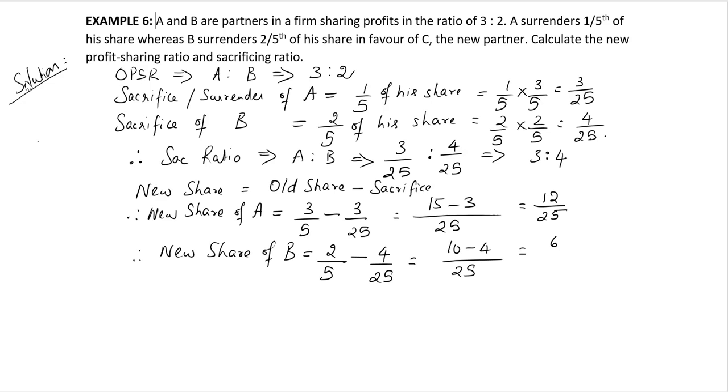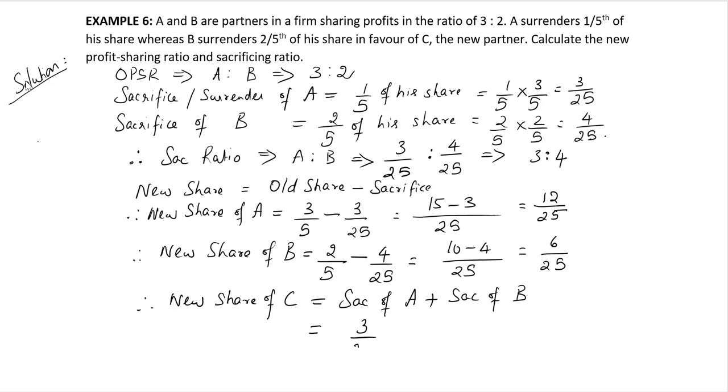This comes up to 6 divided by 25. And the new share of C is equal to the sacrifice of A plus the sacrifice of B, or 3/25 plus 4/25 equal to 7 divided by 25.